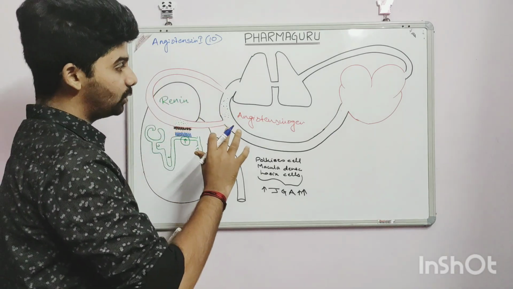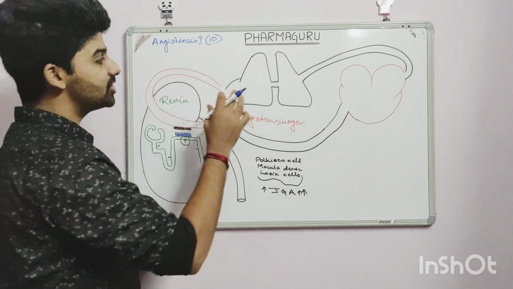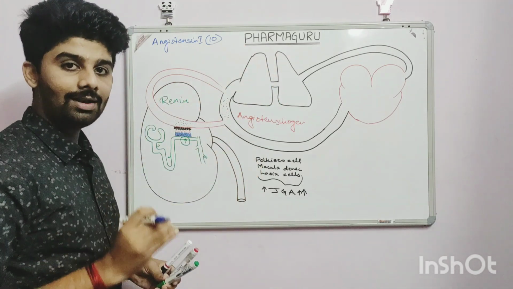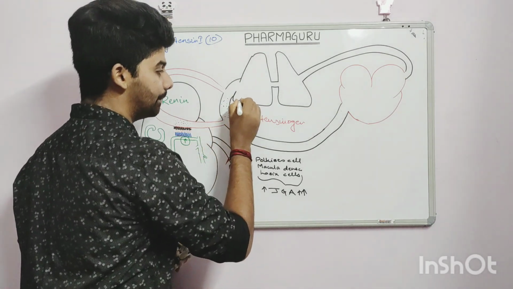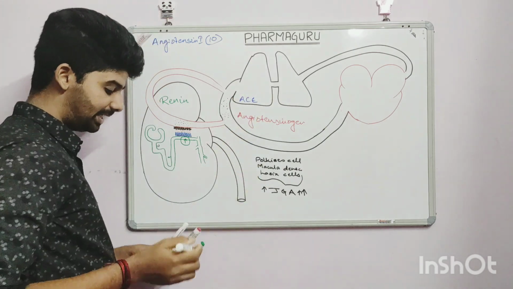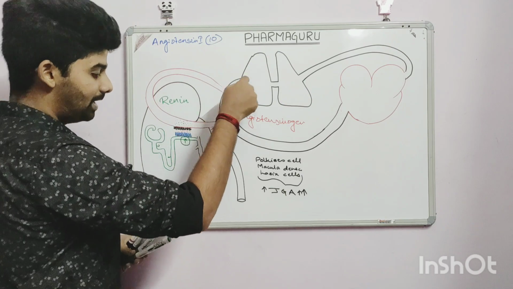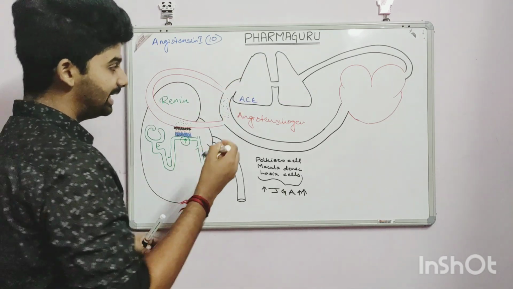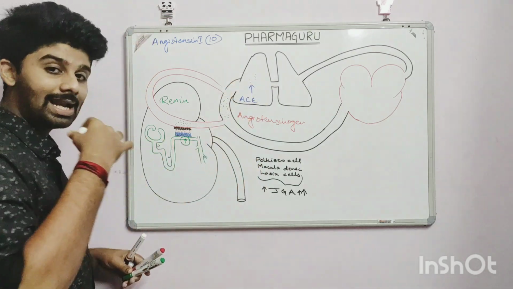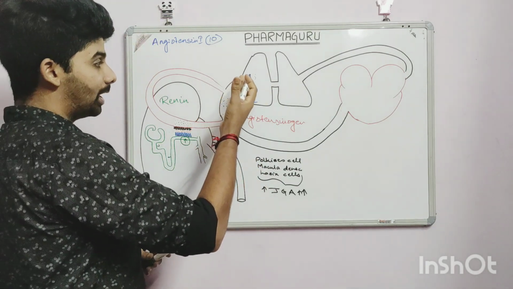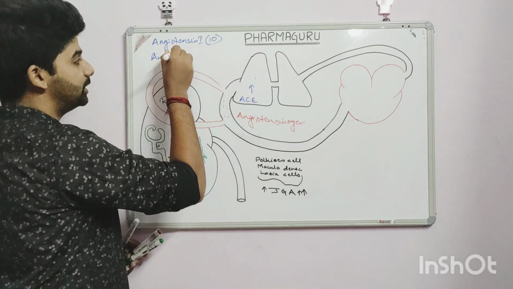Now this angiotensin 1 will revolve throughout our body in the systemic circulation, and finally it will reach the lungs. Our lungs are occupied by a very special kind of enzyme that is known as ACE. What is ACE? ACE is angiotensin converting enzyme. So when this angiotensin 1 enters the lungs, the angiotensin converting enzymes present in the lungs will act on the angiotensin 1 and convert it into angiotensin 2.